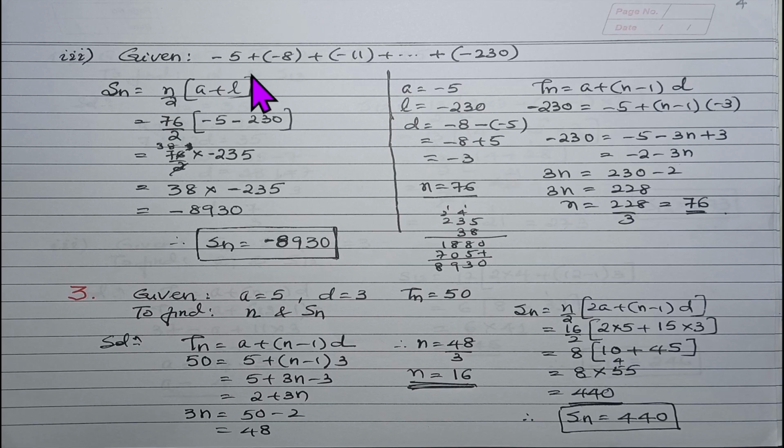Now coming to the next example, again the terms are minus 5, minus 8, minus 11 and so on, and the last term is minus 230. We have to find the sum. Since I know the first term and the last term, I can use the formula Sn is equal to n upon 2 in the bracket a plus l, and again we don't have n here. A is minus 5, and the nth term is minus 230. Now we have to find d. D is minus 8 minus (minus 5), so minus 8 plus 5, that is minus 3, so d is minus 3. But here we don't require d for the sum, we want n, so we have to find n.